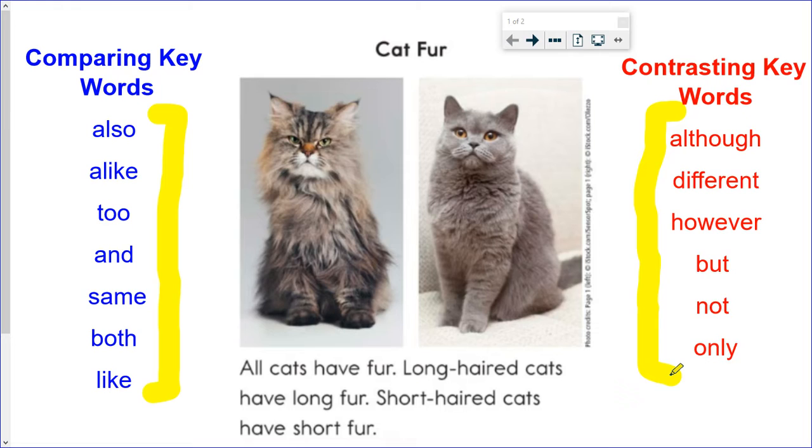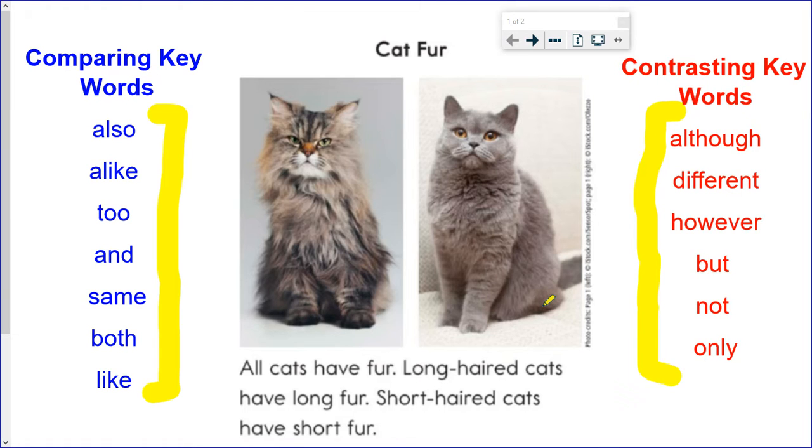I can see that the title of this passage is Cat Fur. And when I look at the photographs, I see two different cats. And while they have similar colors, their fur looks different. I see the cat on the left has long fur, whereas the cat on the right has short fur. Let's learn more about the similarities and differences between long-haired and short-haired cats. While I read, I am going to highlight signal words.